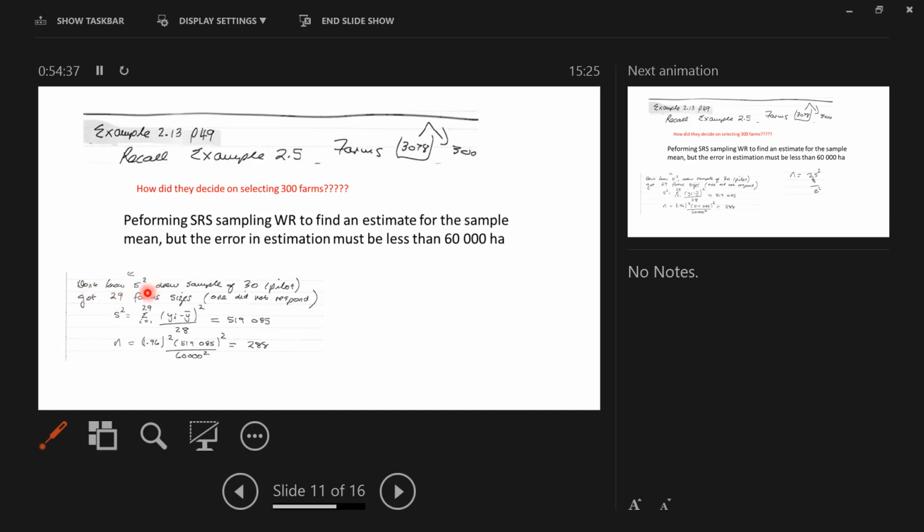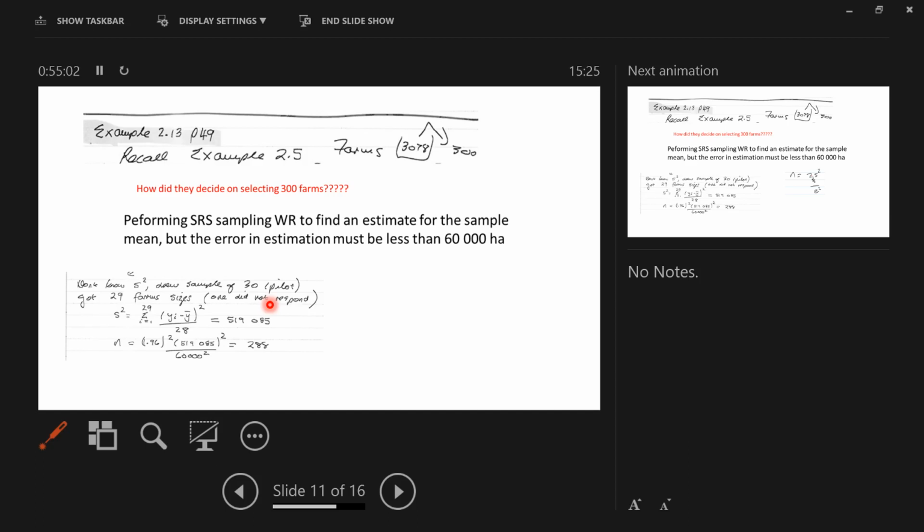You don't know the s squared because you don't have a sample. You're going to draw a sample of 30 as a pilot. And it turned out that in that 30, only 29 farms responded. So one farmer didn't respond. He said, no, you can't come onto my farm. So out of the 30, they chose to be a pilot to work out the little s squared. Just a pilot, not the real s squared, just to try and find out what n is.